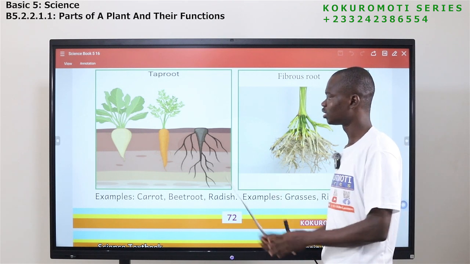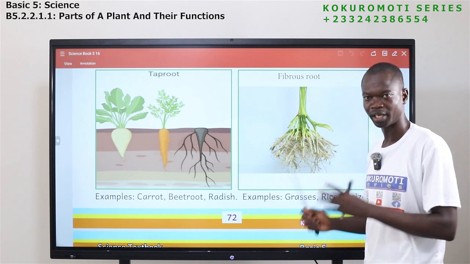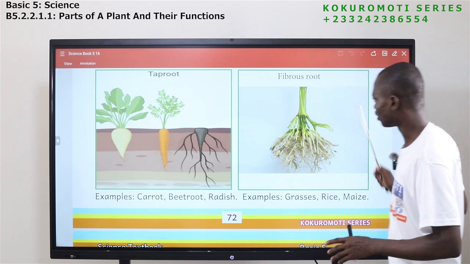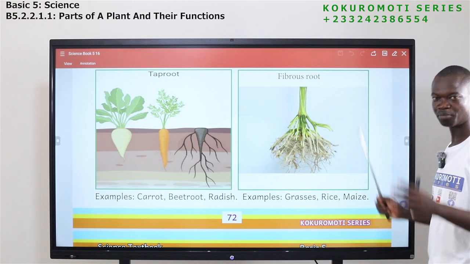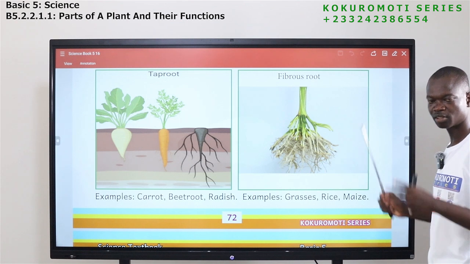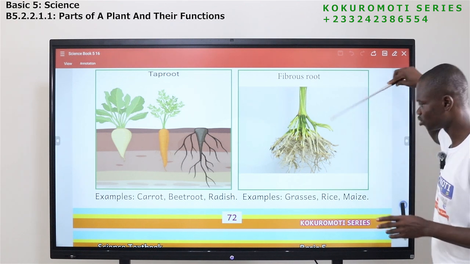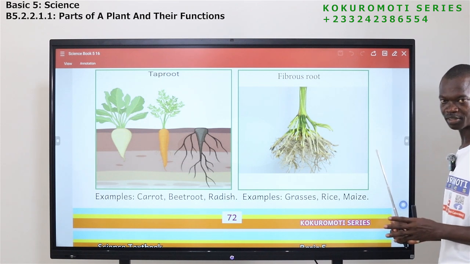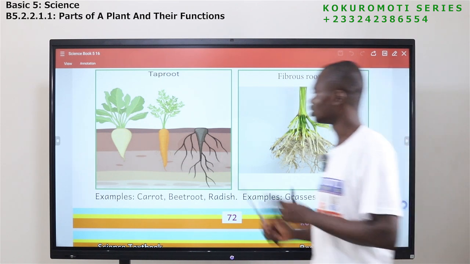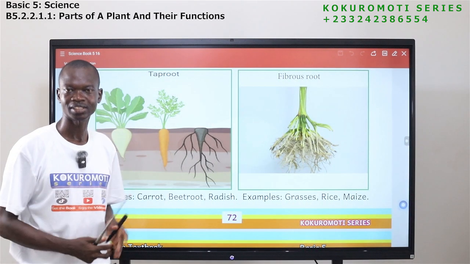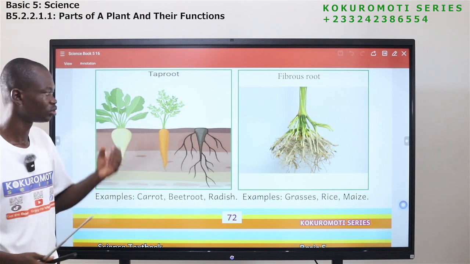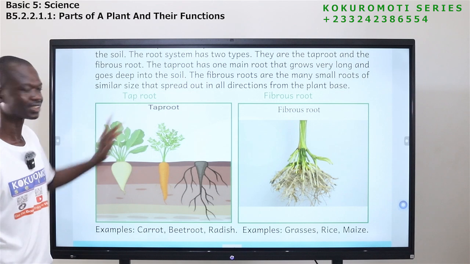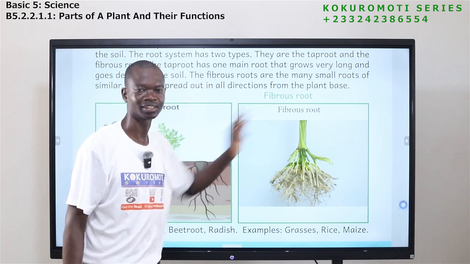So with taproot, there is always one main root that goes deep down the soil. But fibrous root doesn't have that main root. It doesn't have one big root or main root that goes deep down the soil. So another difference is this. Have you seen it? Okay, so if you are asked to mention the two types of root system, that is tap root system, fibrous root system.